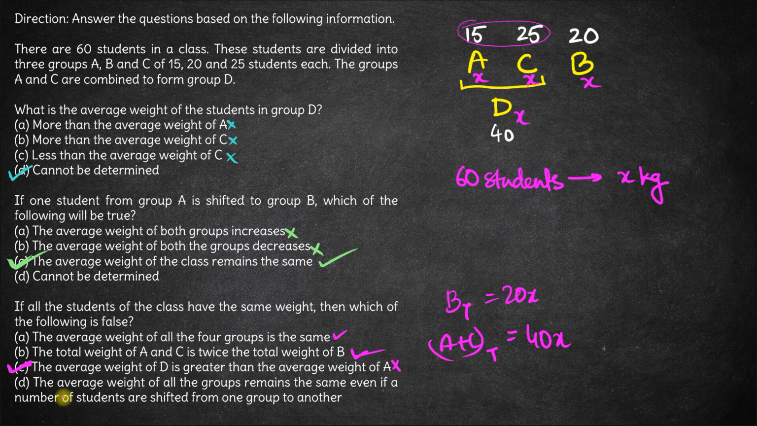And even if you want to check option D, it says the average weight of all the groups remains the same even if a number of students are shifted from one group to the other, which is correct because the weight of each student is the same. So even if someone leaves the group or joins the group, the average weight is not going to change, right? So this is also correct. So the only wrong option here is option C, which is the correct answer.